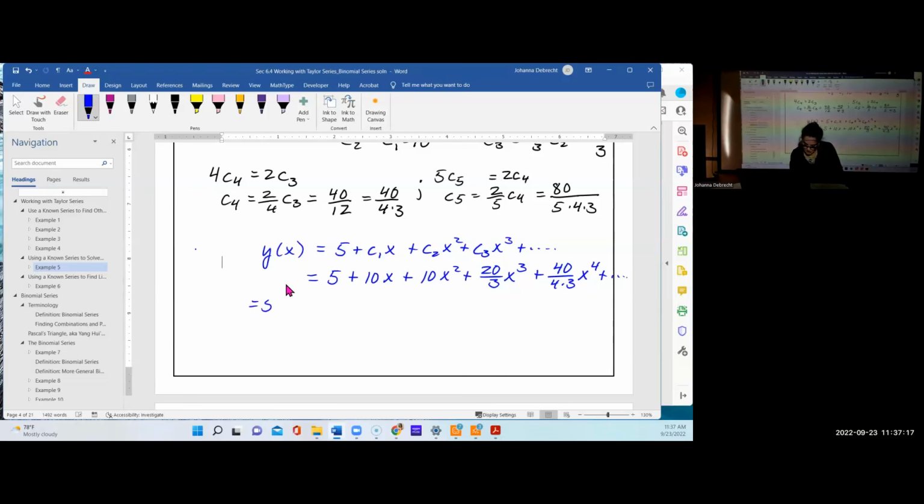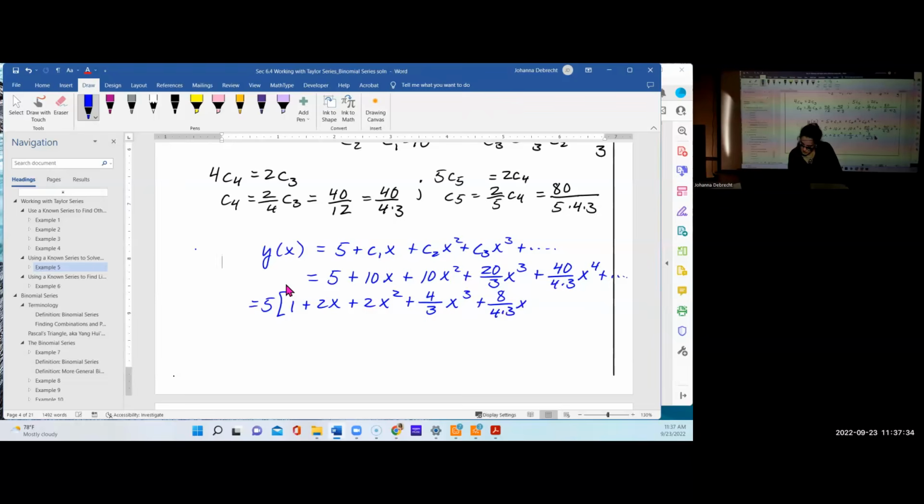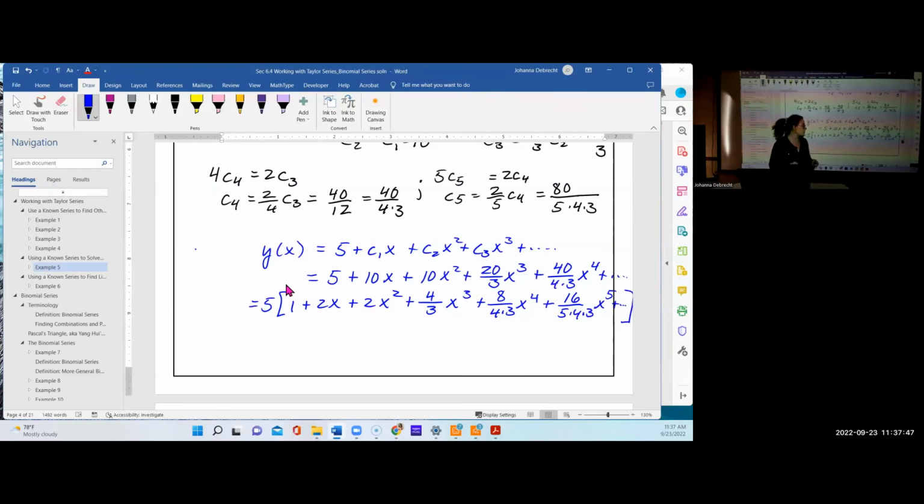So we're going to have 5 times 1 plus 2x plus 2x squared plus, what would that be? 4 over 3x cubed plus 8 over 4 times 3x to the 4th plus 16 over 5 times 4 times 3x to the 5th plus ... Okay, so that's what we've got so far.